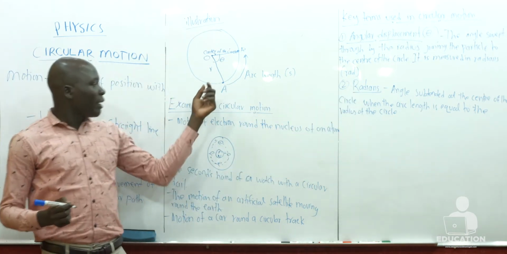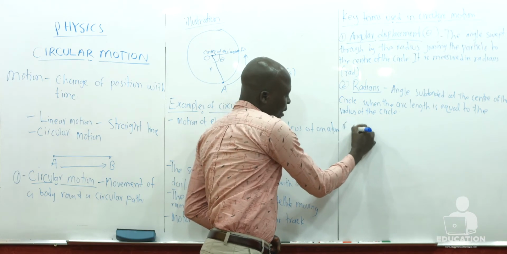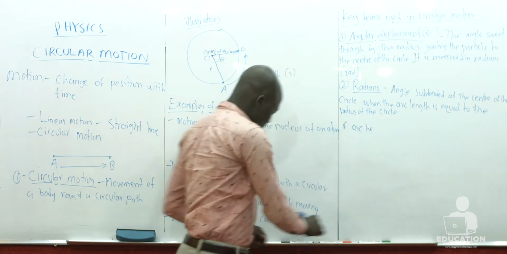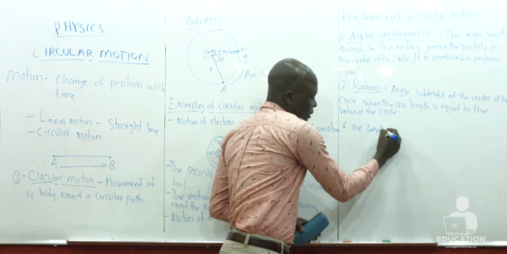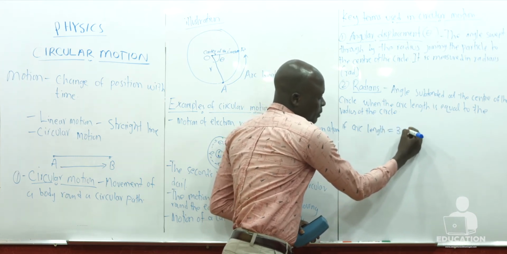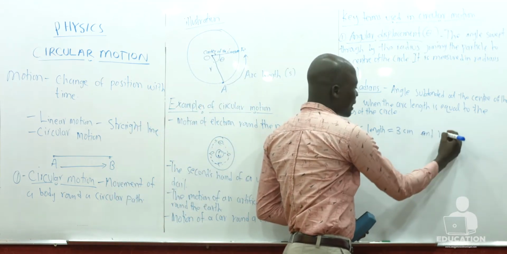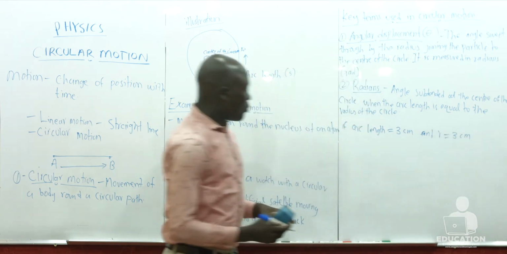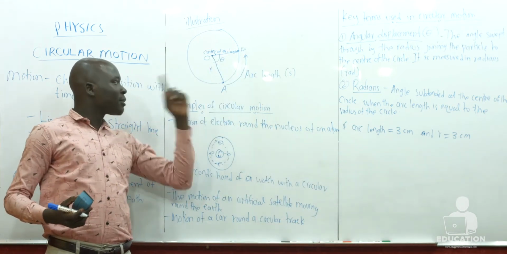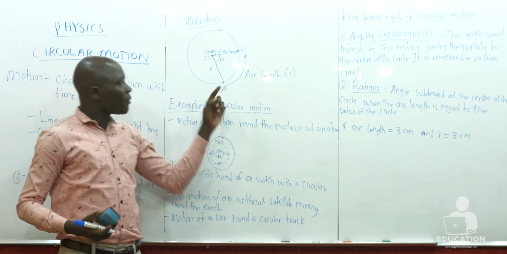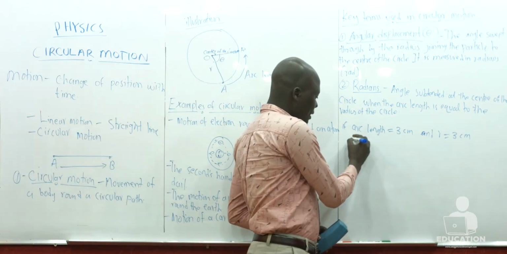Now, for example, if the arc length is equal to, let us say, 3 centimeters, and the radius r is also 3 centimeters, we can see the arc length is equal to the radius of the circle, meaning the distance along the circular path is equal to the distance between the particle and the center of the circle. Then the angle that is swept through becomes a radian, or we say it is 1 rad.